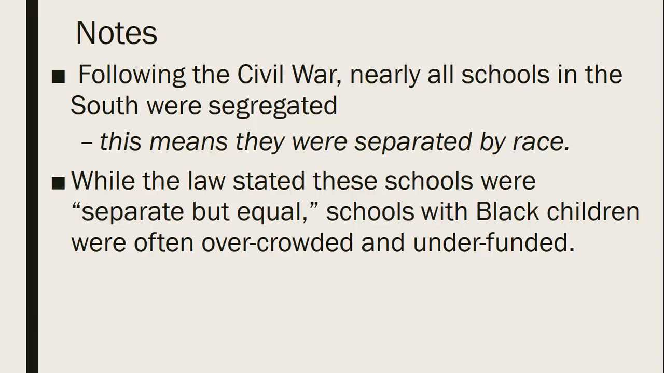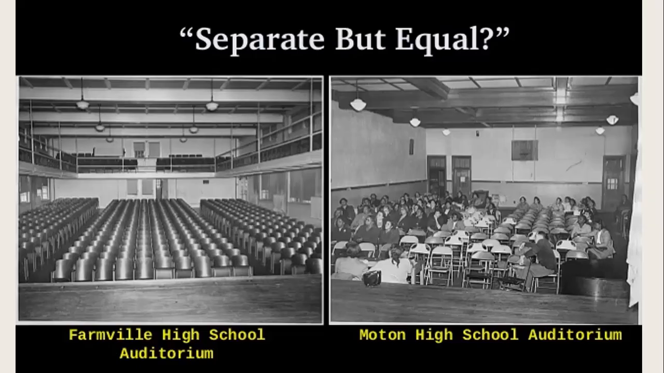There was a law that said that we could separate or segregate schools as long as they were separate but equal. The idea being you can separate the races as long as both races have access to equally good schools or equally good facilities. However, the reality is Black children often went to schools that were overcrowded and underfunded.